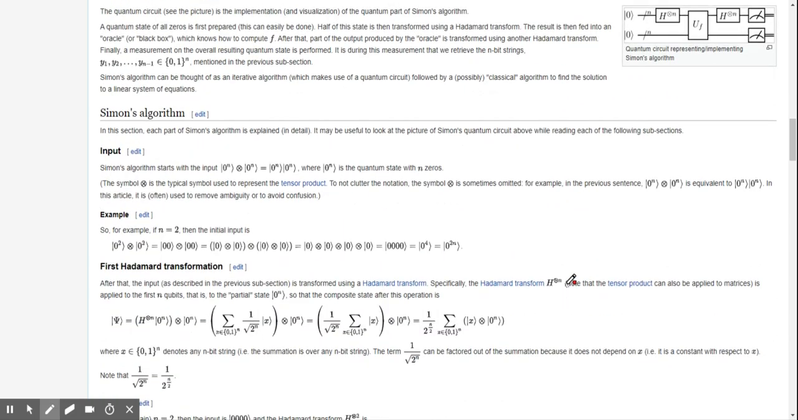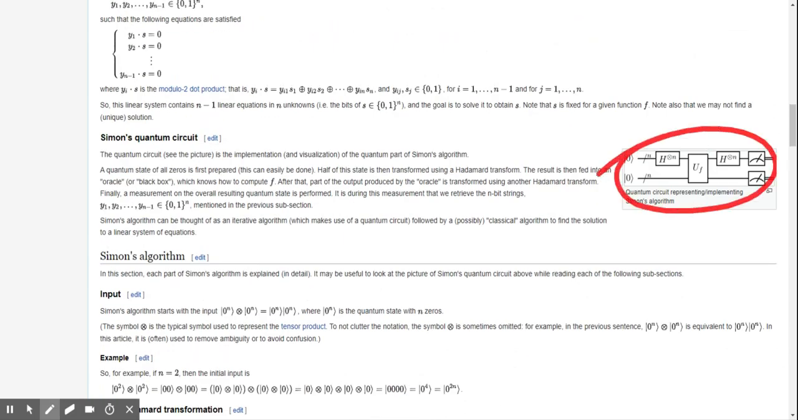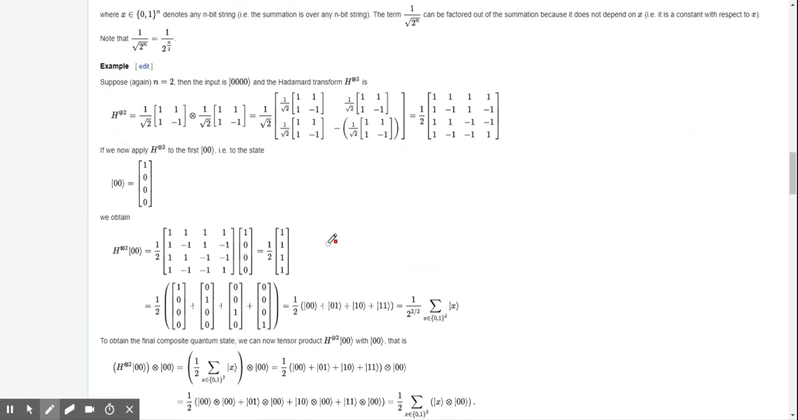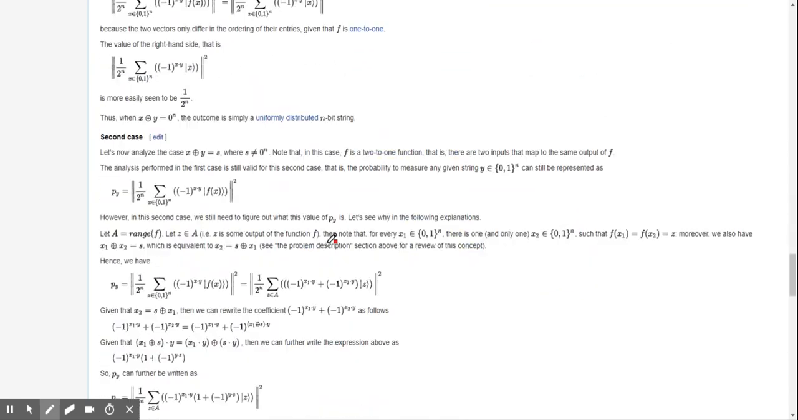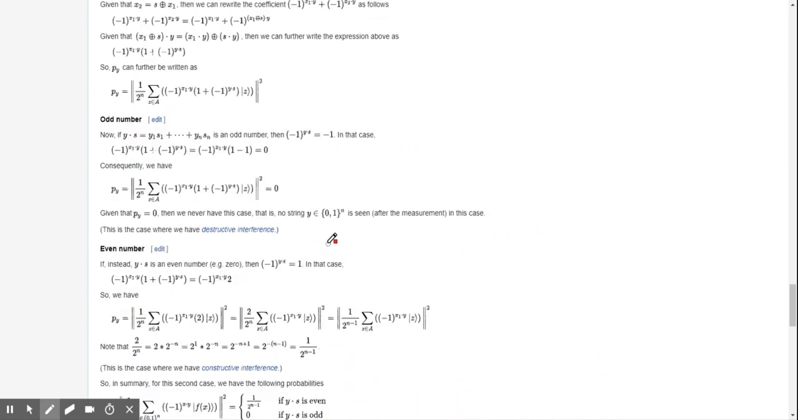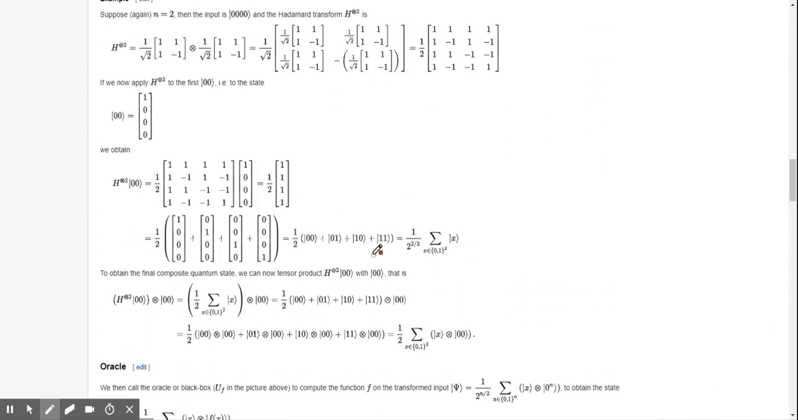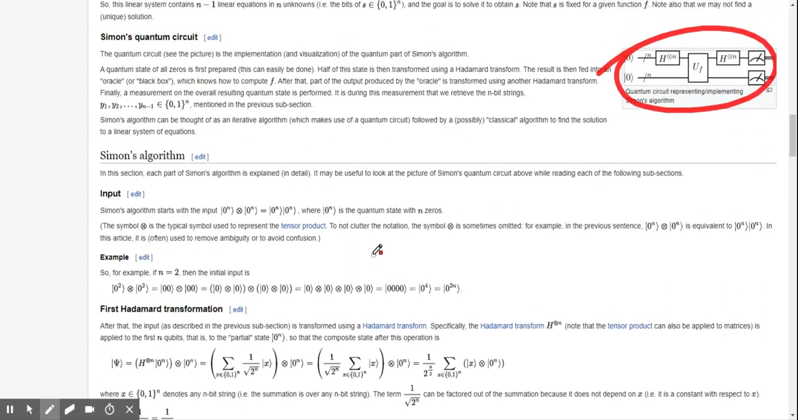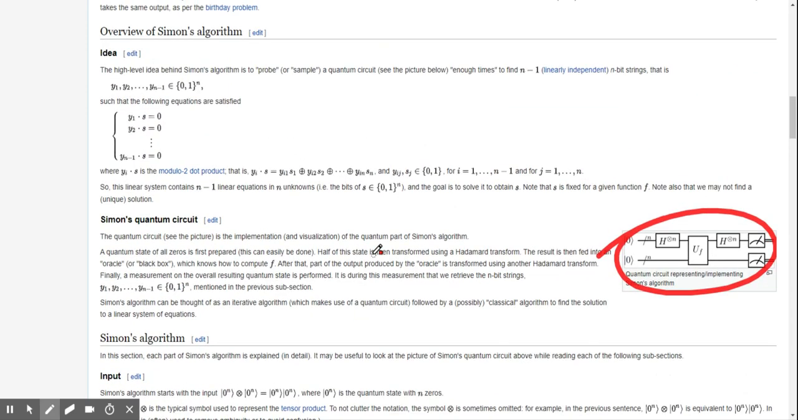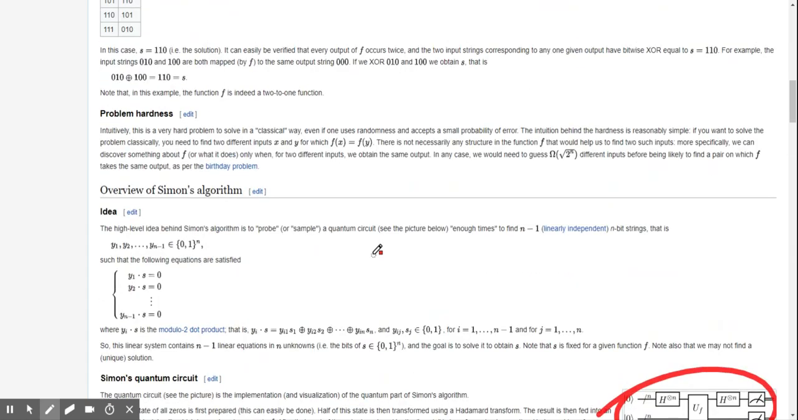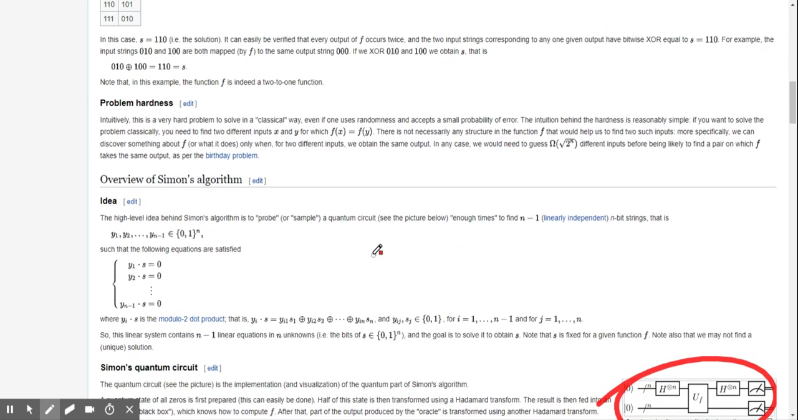So basically, I just hate this. It's just super confusing. Because what they're saying here is that you're measuring y's that are like an n long binary string. So that's got to be probably the top register that you're measuring. Okay, so that's a good thing. Then y times s equals 0. So why?